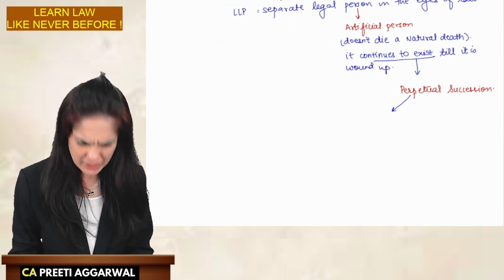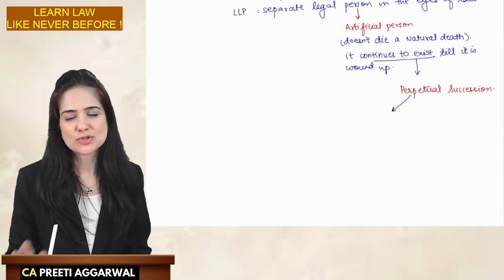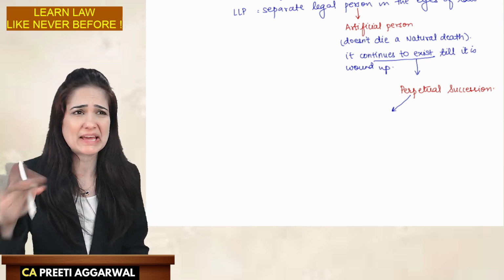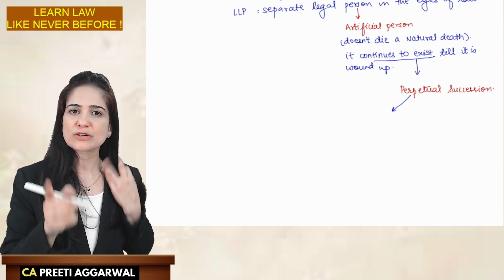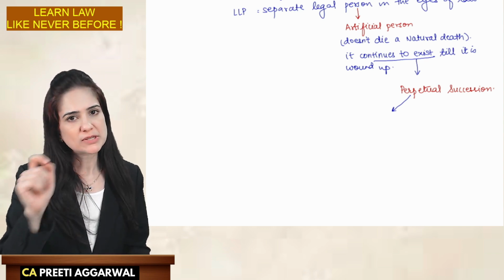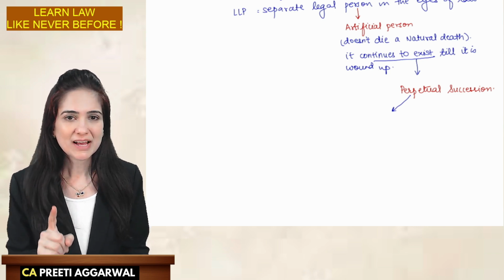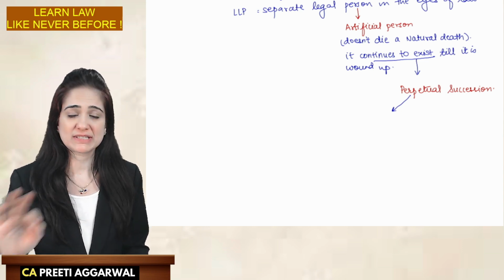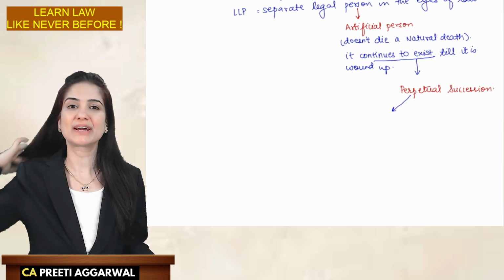Perpetual succession means that LLP is not affected by any change in the members. So members may die, members may retire, members may become insane, insolvent. The company is not affected. But is this in case of partnership? In case of partnership, the firm is dissolved or the partnership is dissolved depending on the situation. But there is dissolution. Over here, any change in the partners will not affect the existence. This is separate legal status. It is a separate person in the eyes of law.